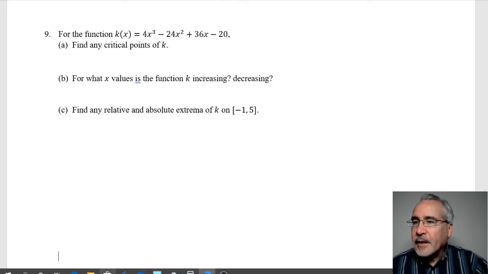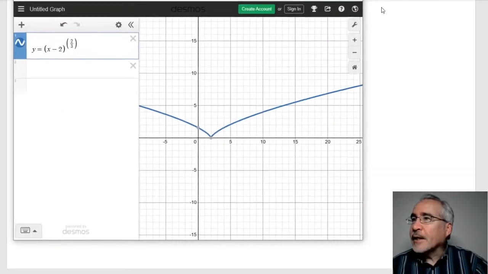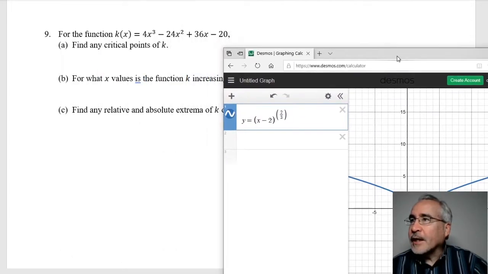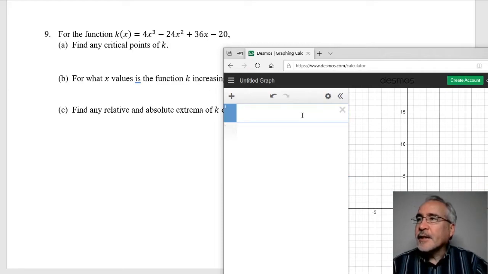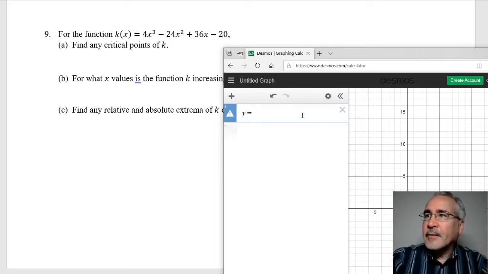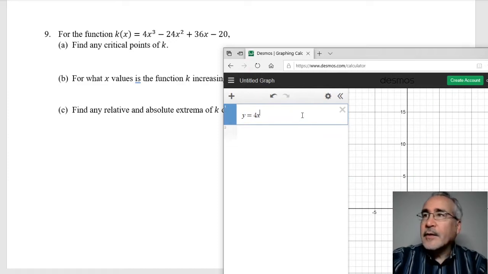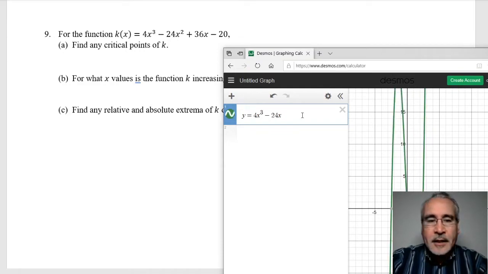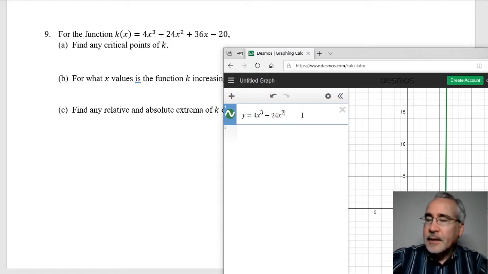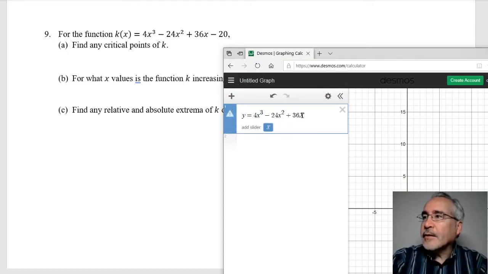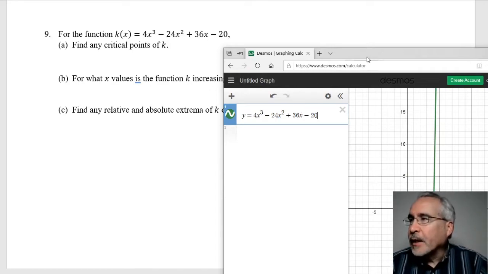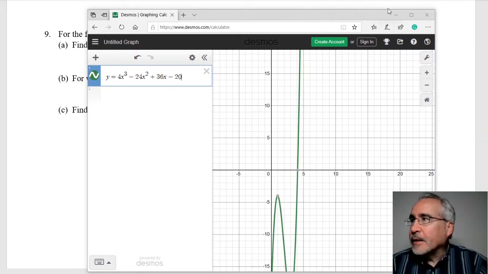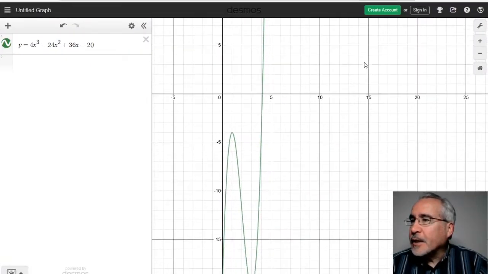Let's pull this up and make it a little bit minimized so that I can go ahead and enter this here. So y equals 4x raised to the third power minus 24x squared plus 36x, not that x, little x, minus 20. Okay. Let's just make that enlarged.